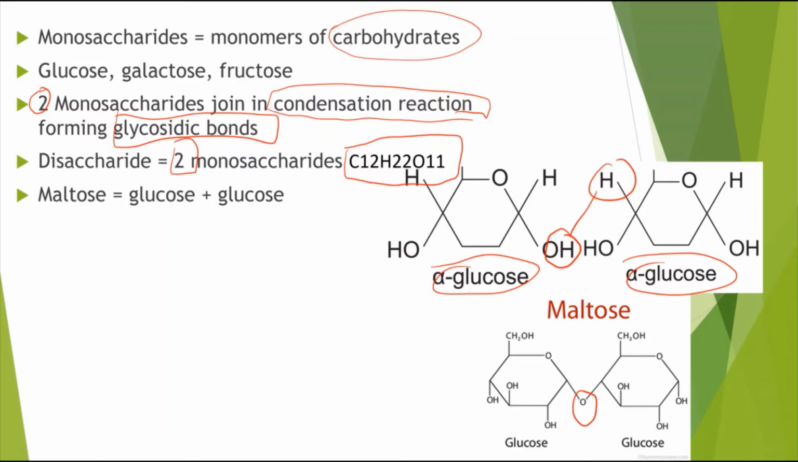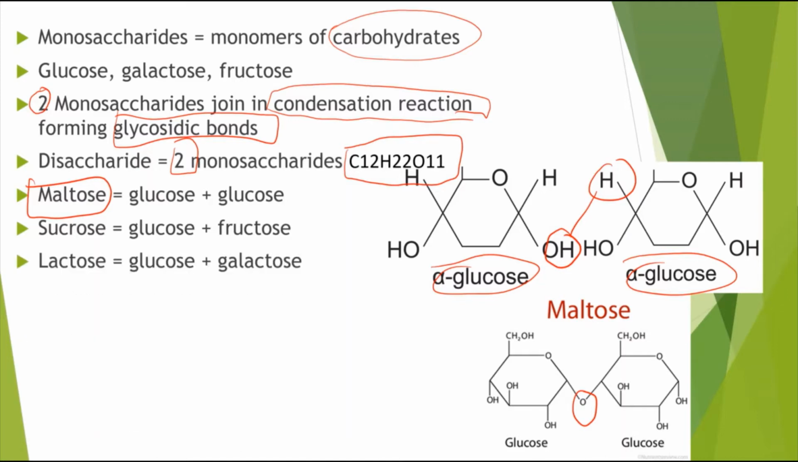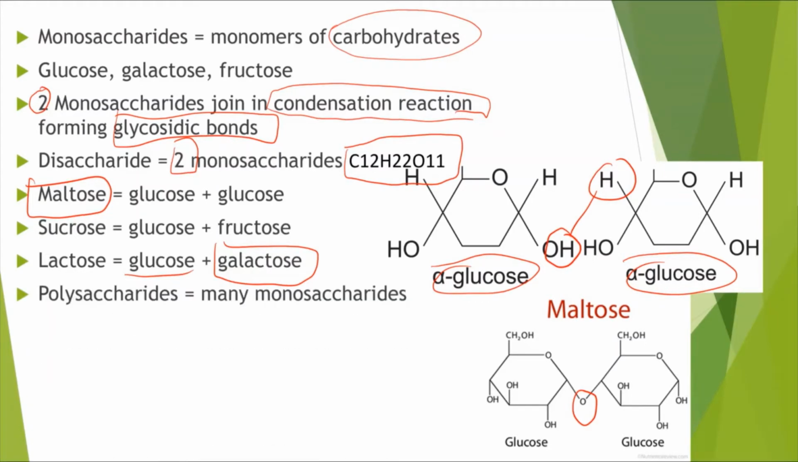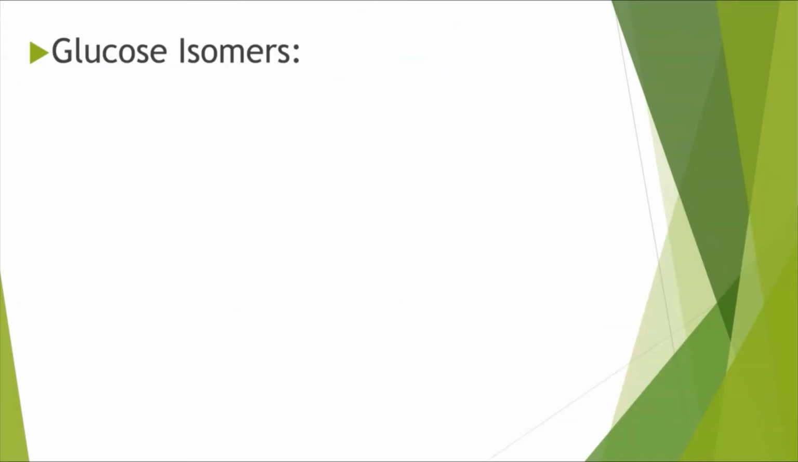Okay, so you're meant to know that maltose is made of two glucose joined in a condensation reaction, sucrose has one glucose and one fructose, and finally lactose is made of glucose and galactose. So maltose, sucrose, and lactose are all disaccharides made from two monosaccharides. And a polysaccharide is made of many monosaccharides joined together, so it would be more than two monosaccharides joining to make a polysaccharide.